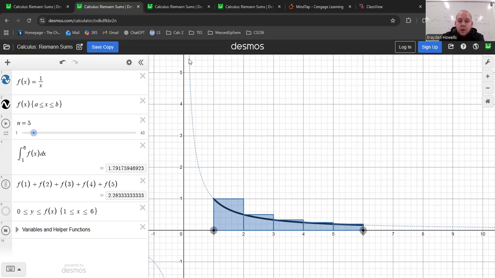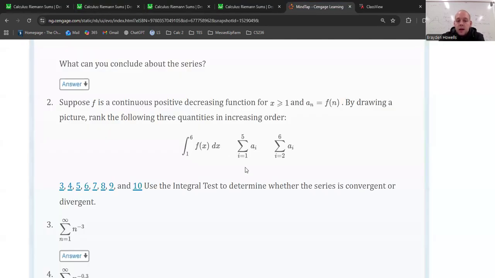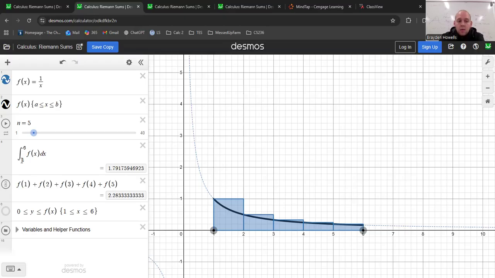If we use an actual function, 1 over x, we could add up a sub 1, a sub 2, a sub 3, a sub 4, a sub 5, and come to a value. We're supposed to compare this a sub 1 added up to a sub 5 with these other versions. So let's compare it first to this integral. We've got the integral of 1 to 6 f of x dx. Desmos gives us this answer. And if we add up the series, we get an answer that's greater.